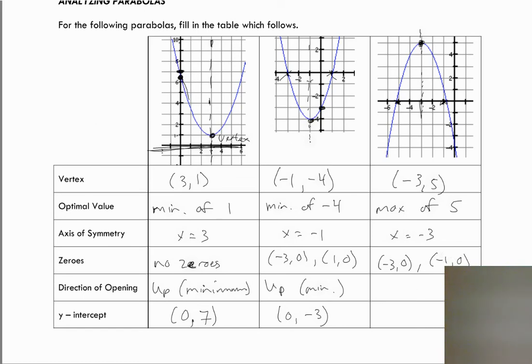Now, where's our direction of opening? Well, it's down, and we know we're going to have a max because of that. And then we have a y-intercept of 0 because it's on the 0 line, and we'll say it's passing through -3 right here, just to make things simpler. All right, there you go. Those are fun to practice. They're pretty straightforward to do.